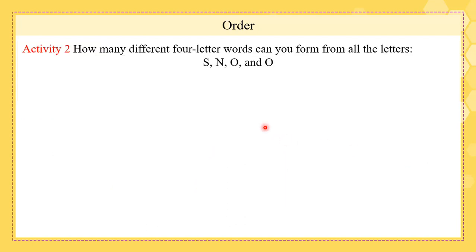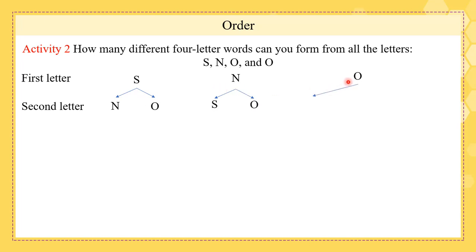Let's see another activity. Now we need the number of 4-letter words that can be formed from the letters S, N, O, and O. Try to notice here that we have one letter which is repeated, and we will see the difference between this activity and the previous one. So the first letter could be either S or N or O. While the second letter, if the first letter is S, could be either N or O. Now here N, we could have either S or O, and here, if the first letter is O, the second letter could be either S or O or N.